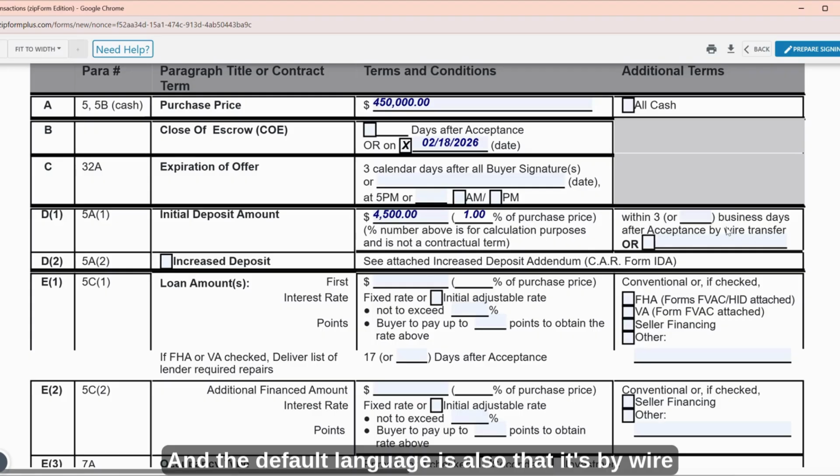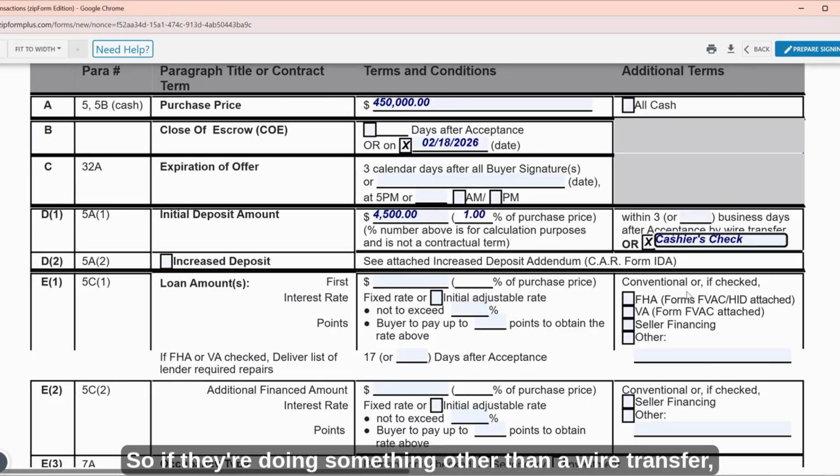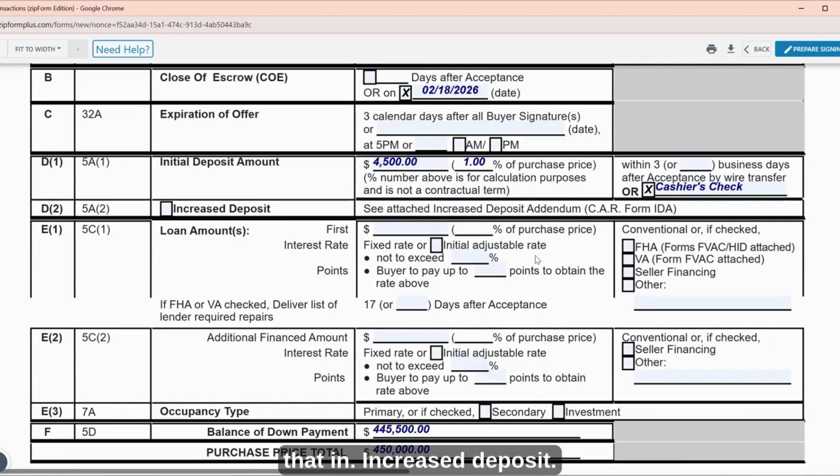And the default language is also that it's by wire transfer, or here I could put in that it's, I don't know, cashier's check. So if they're doing something other than a wire transfer, you check the box and say how your buyer is putting that in.